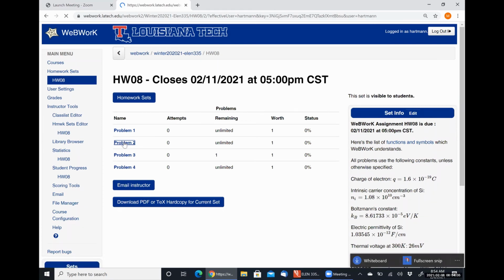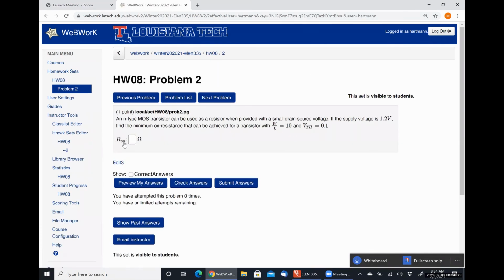So problem 2, we are told, an N-type MOS transistor can be used as a resistor when provided with a small drain source voltage. That's true, we've seen why that occurs. If the supply voltage, meaning specifically VG, or I guess a better way to put it would be VGS, is 1.2 volts, find the minimum on resistance that can be achieved for a transistor with a width to length ratio of 10 and a threshold voltage of 0.1.